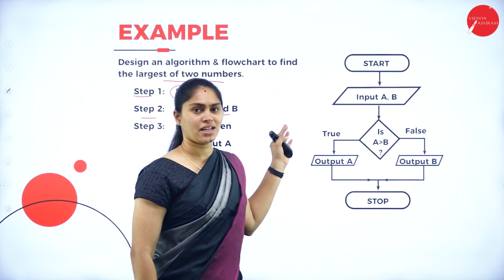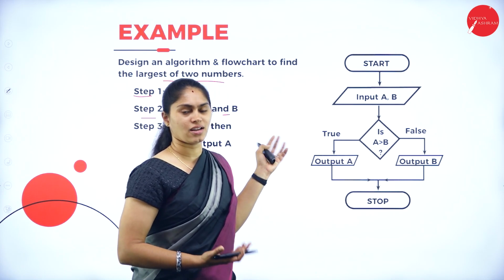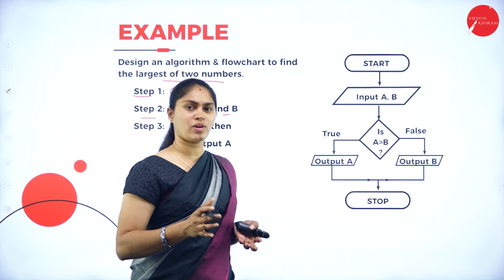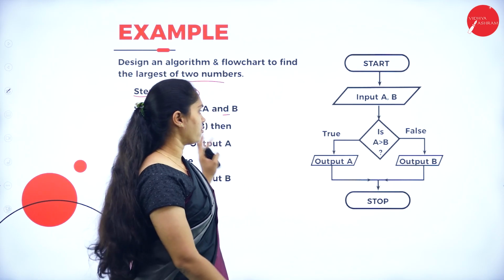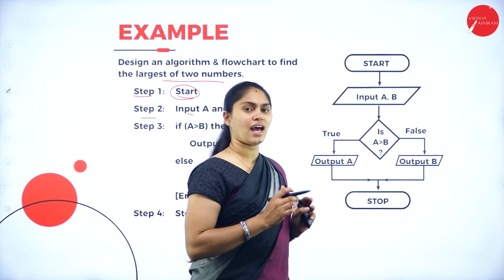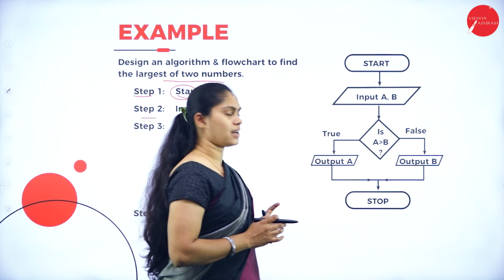Ma'am, can we take m and n? Yes, you can take m and n. Whatever variable you want to take, you can take. But throughout the program or throughout the algorithm, you have to use the same ones. For input a and b, I am taking a parallelogram: input a, comma, b.